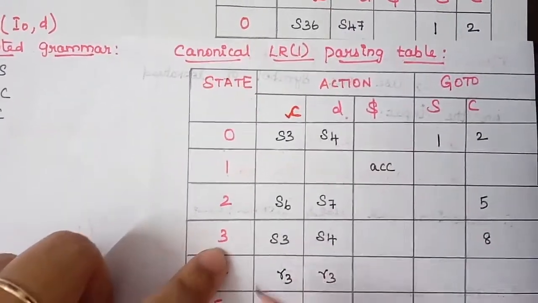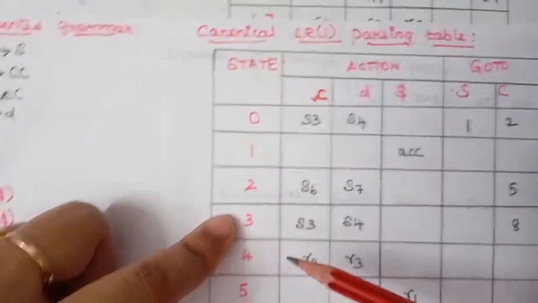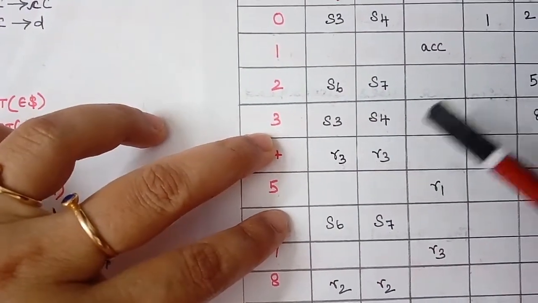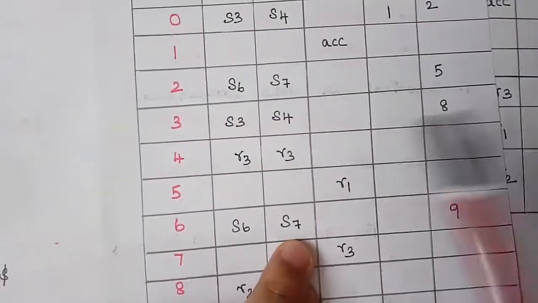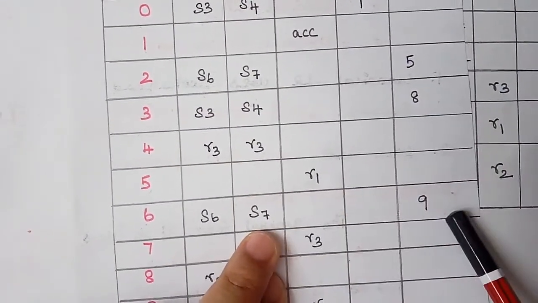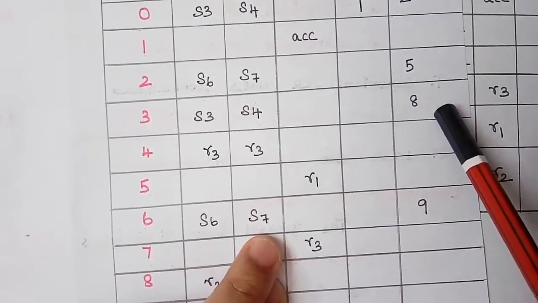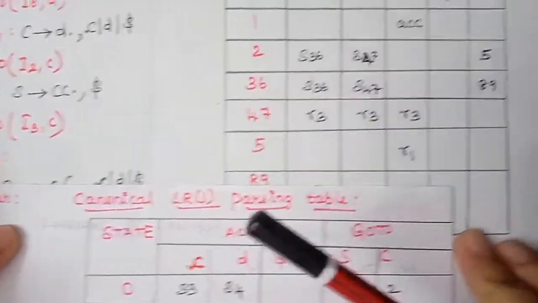Coming to state 3, here we have state 3 6. When we have 3 and 6, we need to combine these two states. Wherever we have combined states, the entries should also be combined for these states. For 3 and 6 we combine the entries, that is S36 and S47, and for the remaining, here we have 8 and here we have 9, so we combine them as 8 9. So for 3 6 it is S36, S47 and 8 9.